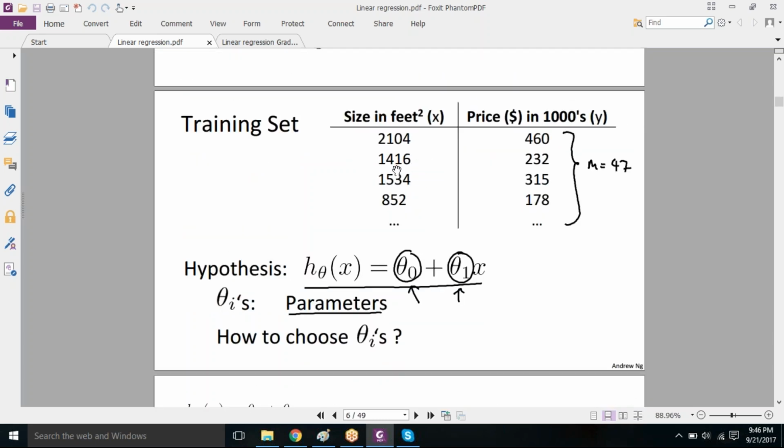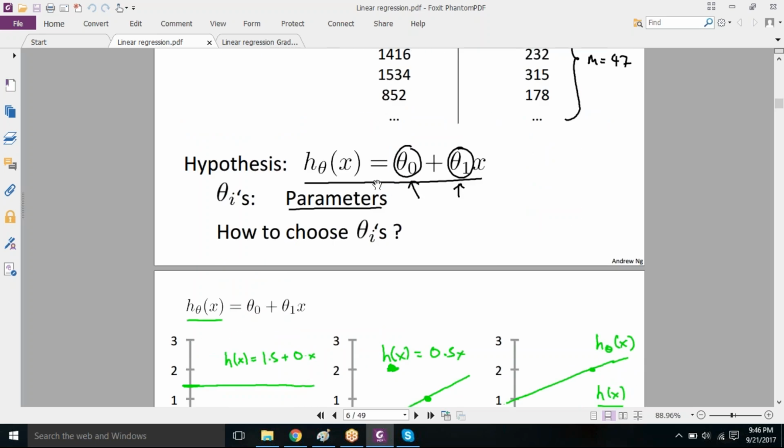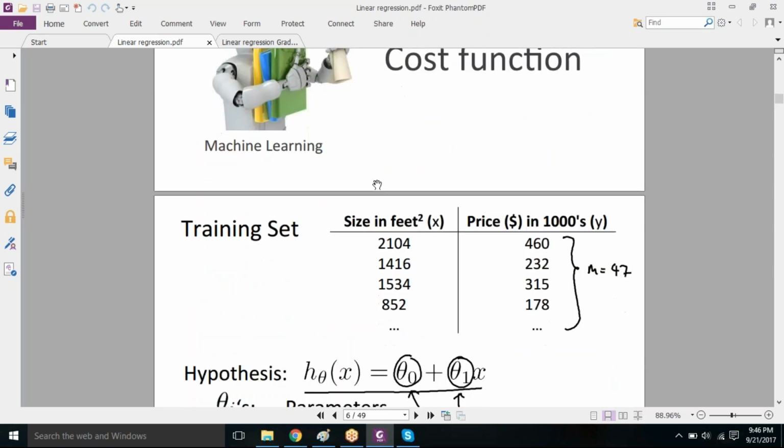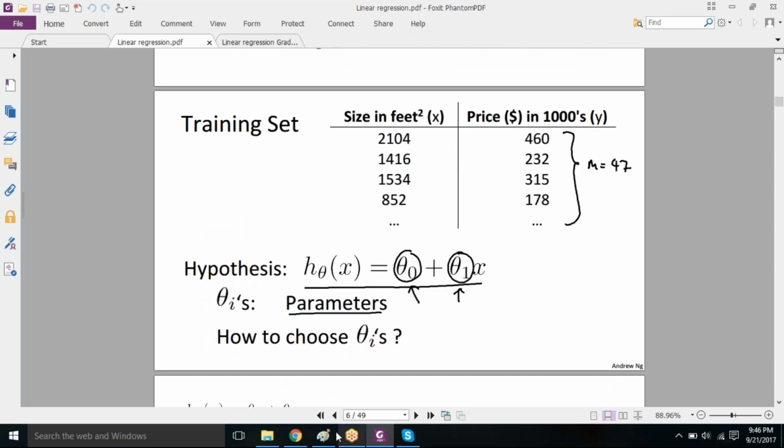So if you have the size, this is your historical data. This is your training data. This is your historical data. Now my objective was to fit the line over this, right? Now, how do you define the cost? How do you define that my line is a better fit or not?